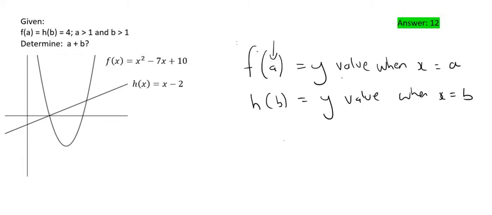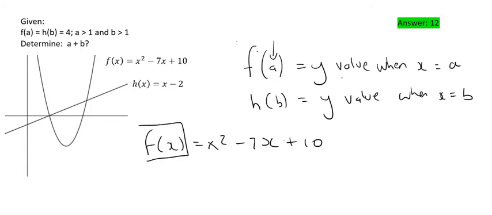Now, even if that part doesn't make perfect sense, let's say you're in a test and it's a bit confusing, just start substituting things in. So we're going to start with the parabola, and we know that the parabola is f of x equals x squared minus 7x plus 10. F of x stands for the y value, and they tell us that the y value was equal to 4. And the x value is equal to a, so we'll just fill it in as a.